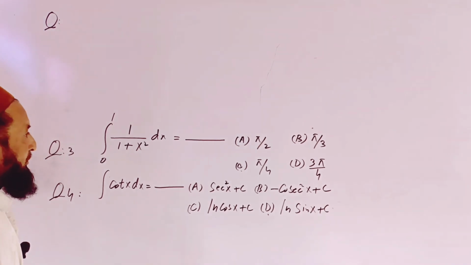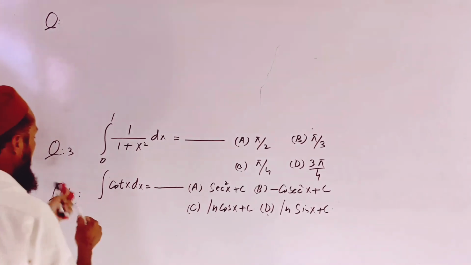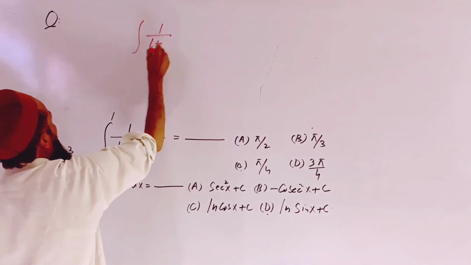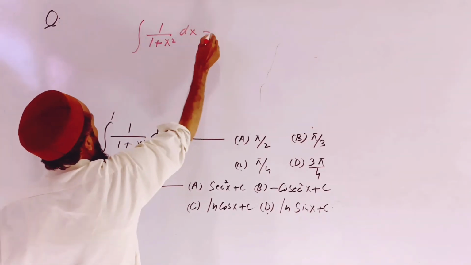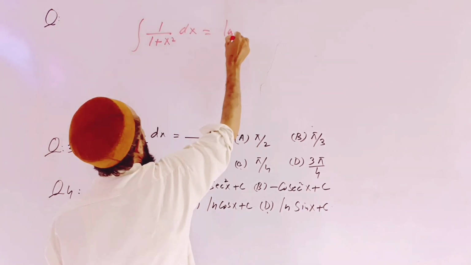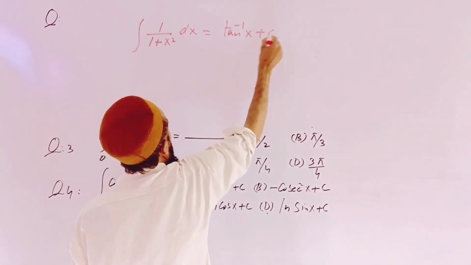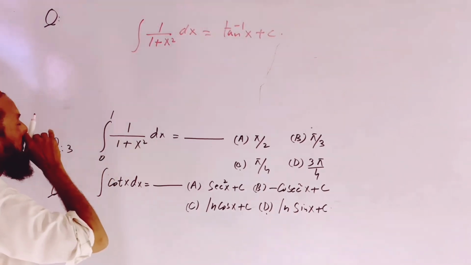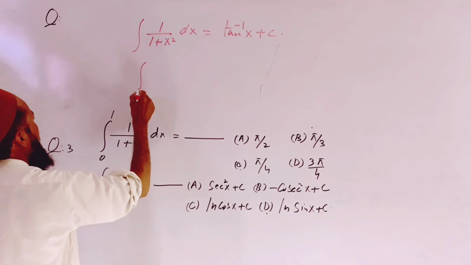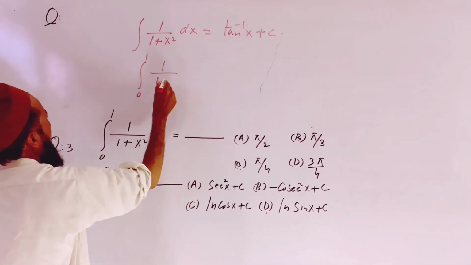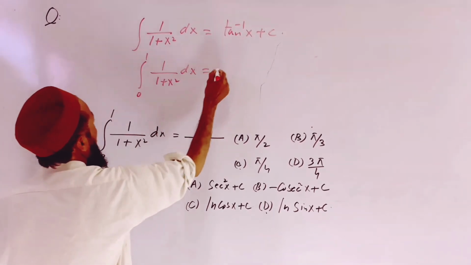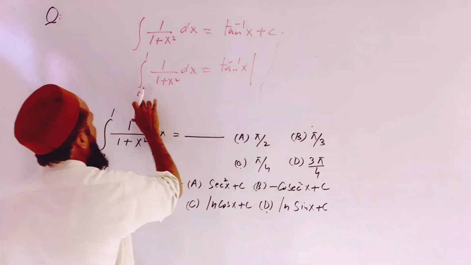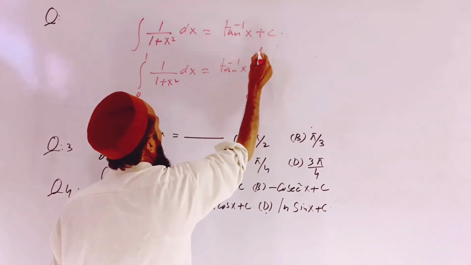Next, integration of 1 by 1 plus x square dx. We know that this is the formula; you must remember some rules for integration. We cannot do anything else, so this is the formula for tangent inverse x plus c. But here lower and upper limits are also used, so with limits 0 and 1, integration of 1 divided by 1 plus x square dx, we write tangent inverse x, and c is ignored because lower and upper limits are used.